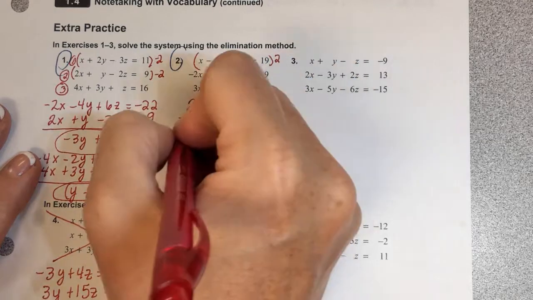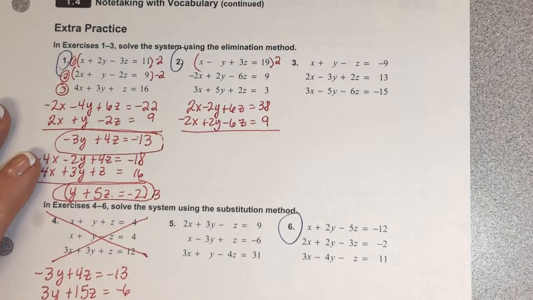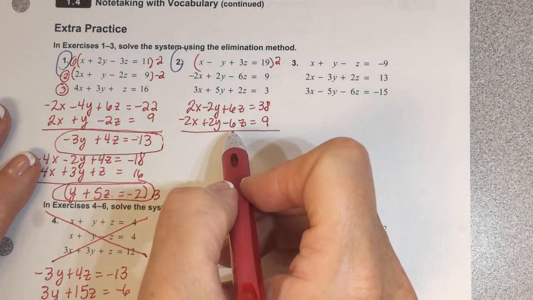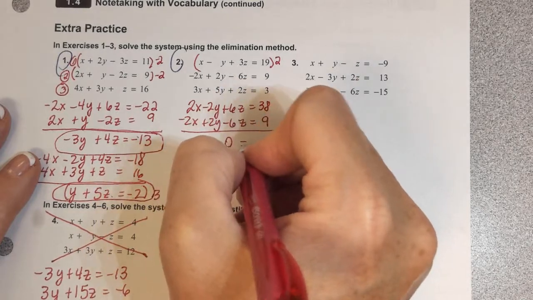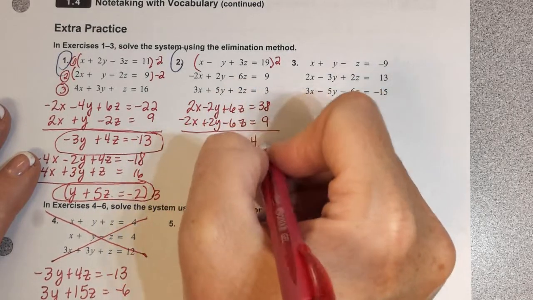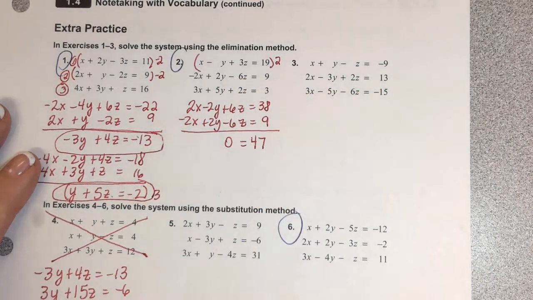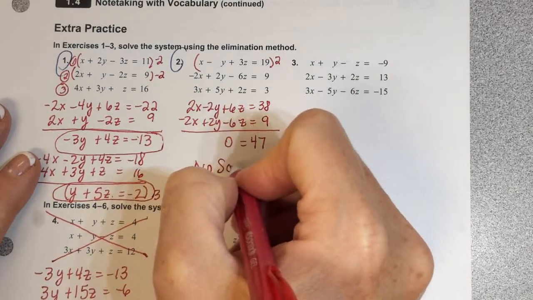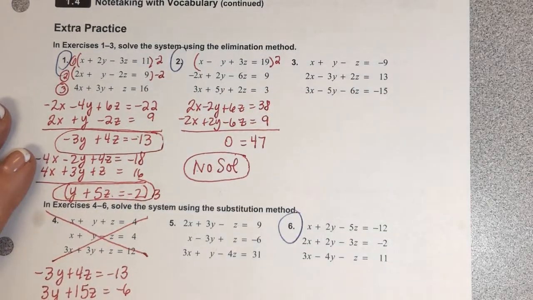And look at this one. See, I actually like this one. Does anybody know why I'm saying, ooh, look at this one? What's going to happen? What am I going to get over here? I'm going to get 0 equals, I don't even really care what that is. I know it's not 0, right? So 0 equals 47. And right there, I can stop. What do I know the answer is? No solution. So that makes it pretty easy right there.